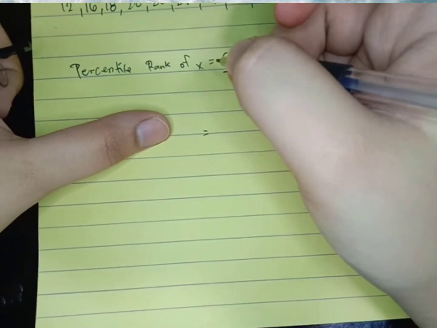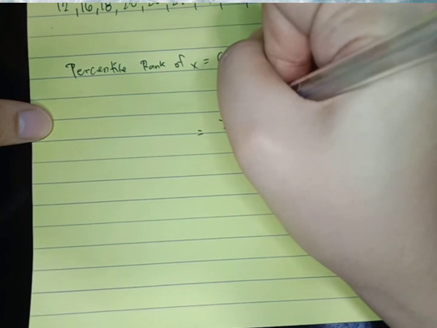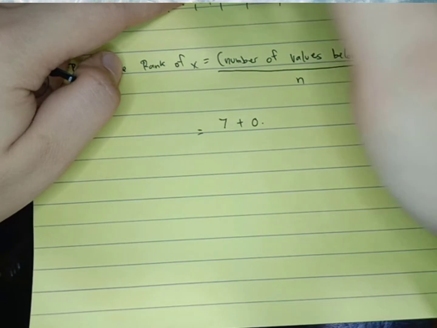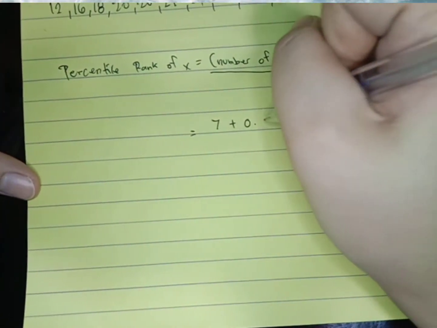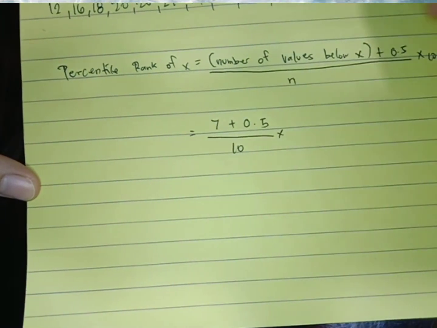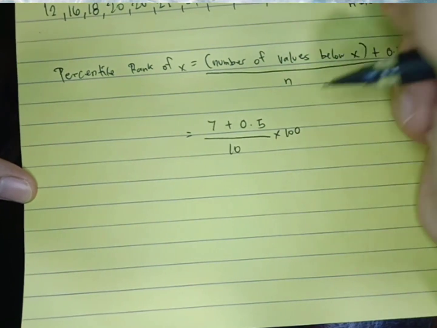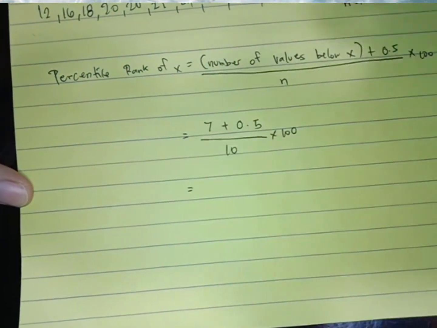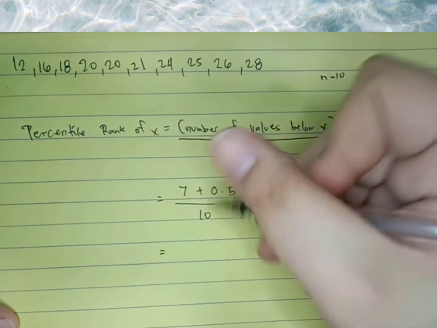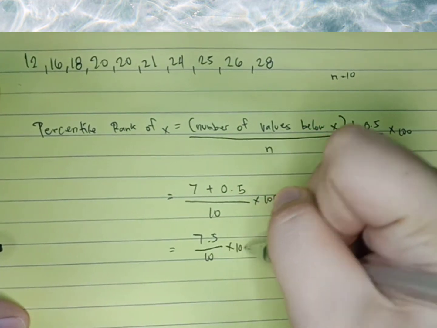After knowing the formula, now let's substitute all. Again, the number of values below x is 7, and then we add 0.5, then divide by n, which is 10 because we have 10 given numbers, and then multiply it by 100. First, let's add 7 plus 0.5, which is equal to 7.5. Then divide by 10 times 100.